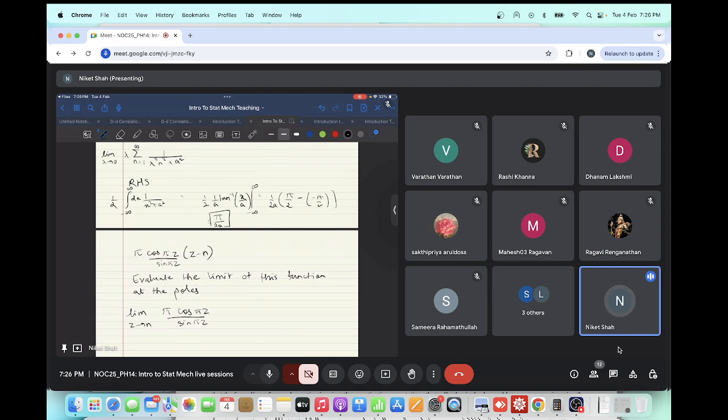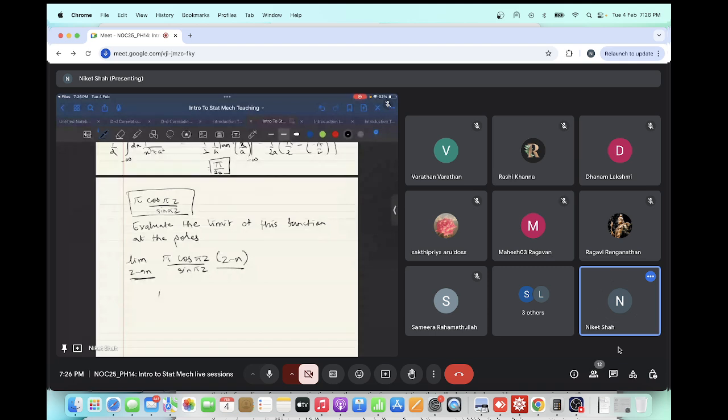Right. Sorry, my bad. What I want to do is evaluate this limit. This is the function that we are considering. This is some additional random function that we are considering. What I want to evaluate is this limit. Limit z tends to n of pi cos pi z upon sin pi z into z minus n. Okay, so in the limit z tends to n, what happens is pi cos pi n divided by sine pi n into some delta, z minus n, some delta which is a very small number.